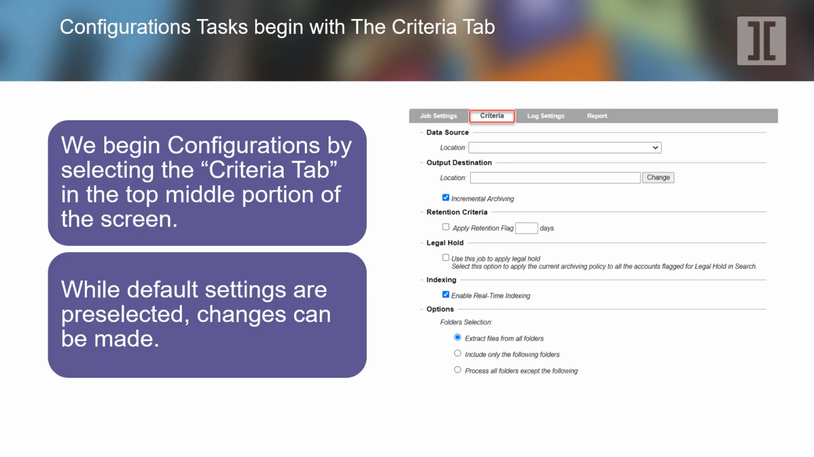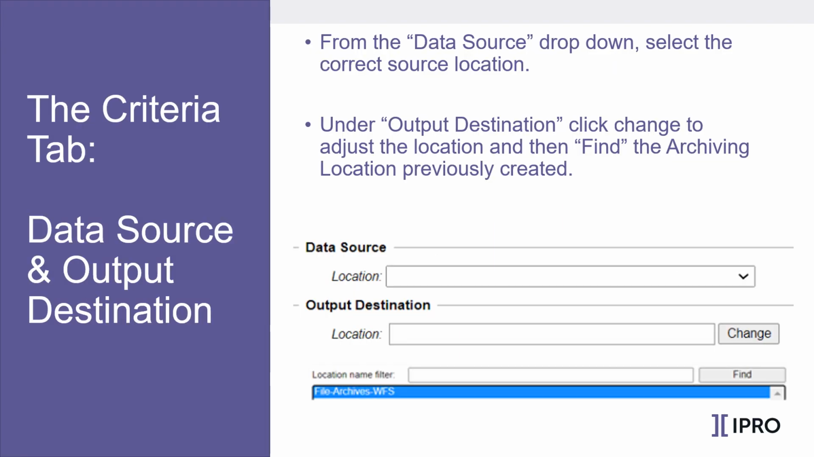To begin configurations, select the Criteria tab in the top middle portion of the screen. You will see the default job settings are pre-configured. While you can leave them as is, changes can be made here. The first items on the Criteria tab are data source and output destination. From the source dropdown, select the correct source location. Then, under Output Destination, change the location and then click Find to locate the archiving location previously created.